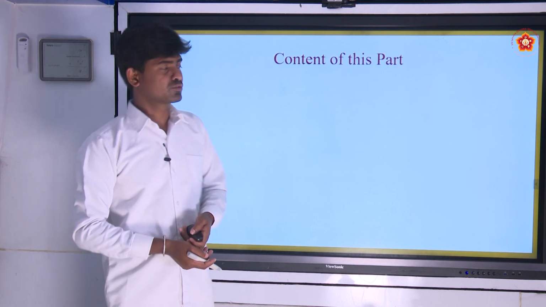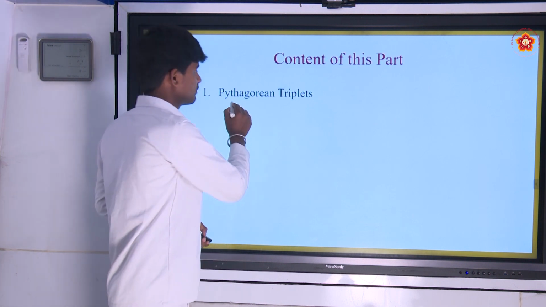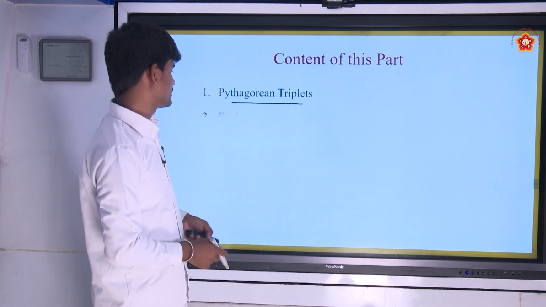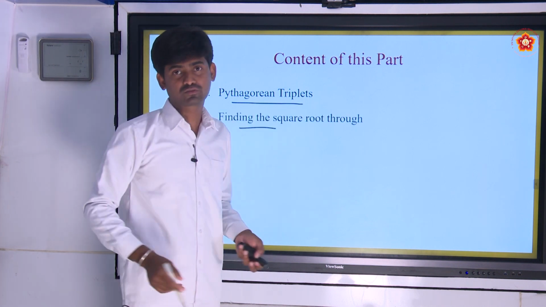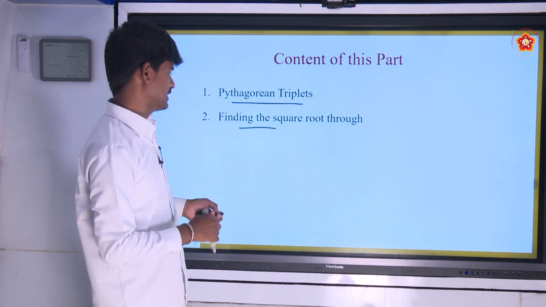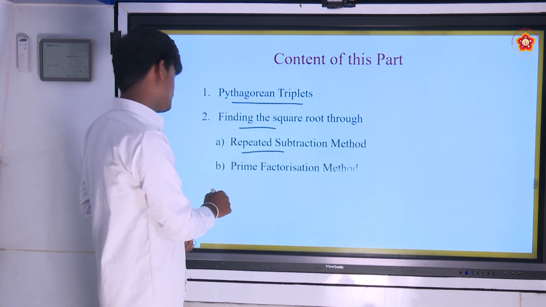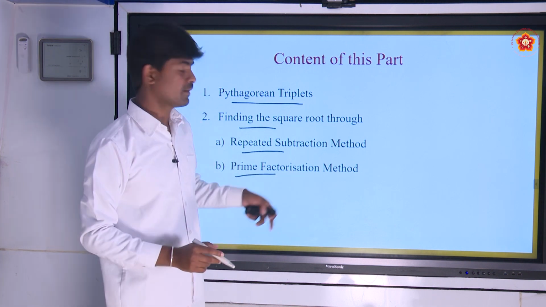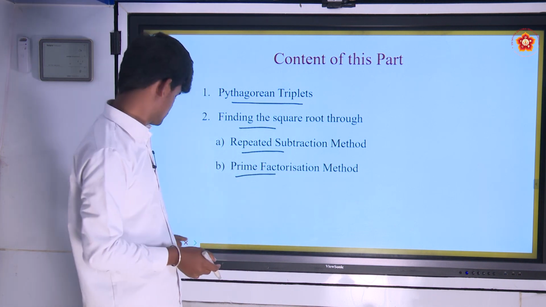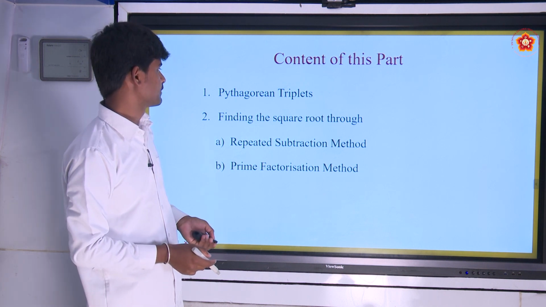Today I want to discuss the Pythagorean triplet and also finding the square root through two methods. The first one is the repeated subtraction method. The second one is the prime factorization method. Let us see one by one.